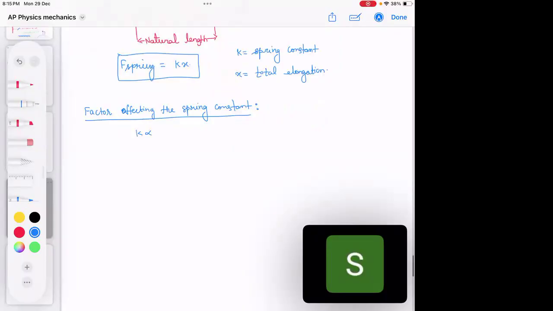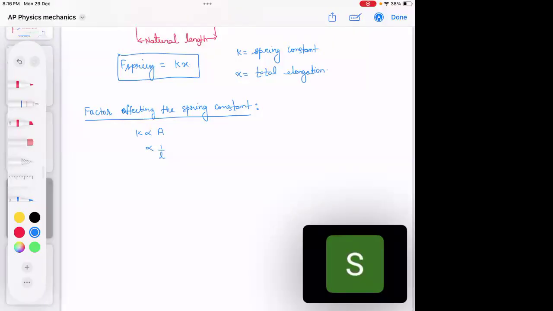K is directly proportional to the area of a spring. Area means the spring whose cross-section area is more will be more difficult to elongate or compress. Understood? Spring constant tells us how much force is required to elongate or compress the spring. So the more the K, the more difficult it will be. That's why K is directly proportional to the area of a spring. It is inversely proportional to the length of a spring.